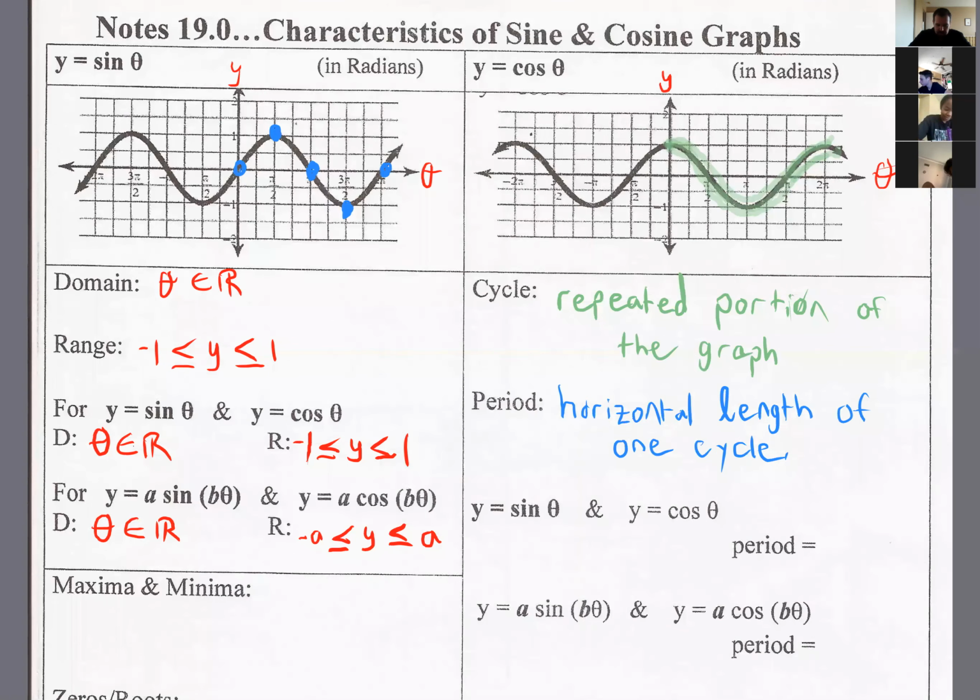This right here represents one period, the horizontal distance of one cycle. Oh, it's 2 pi. 2 pi is correct. So very good. So for sine and cosine, their graphs always have a period of 2 pi. That's the horizontal distance traveled along the theta axis, the horizontal axis, for the graph of y equals sine theta, also for y equals cosine theta.